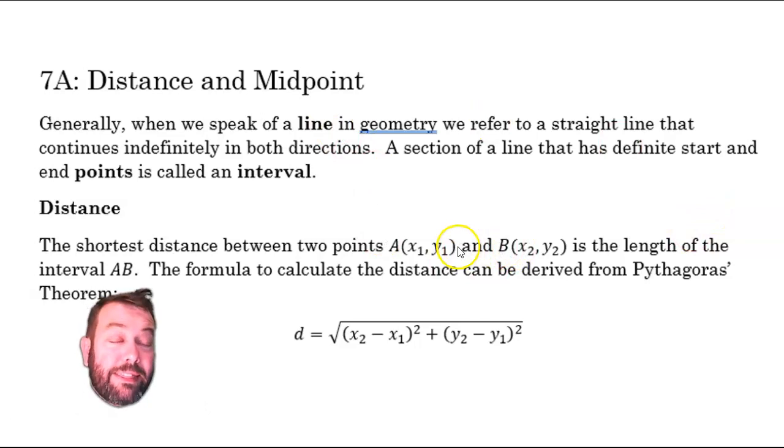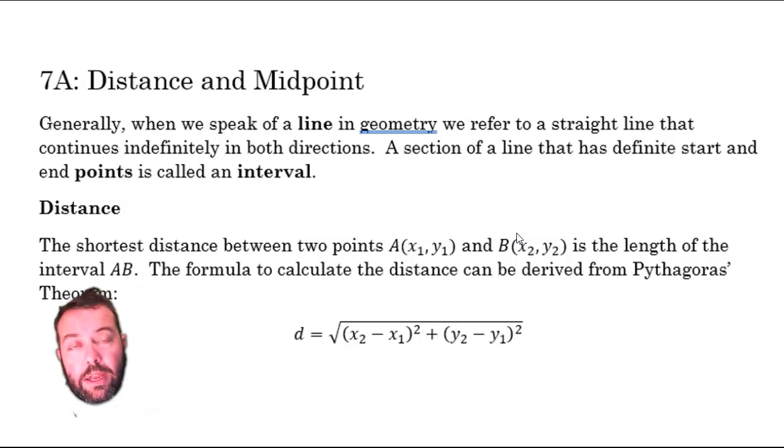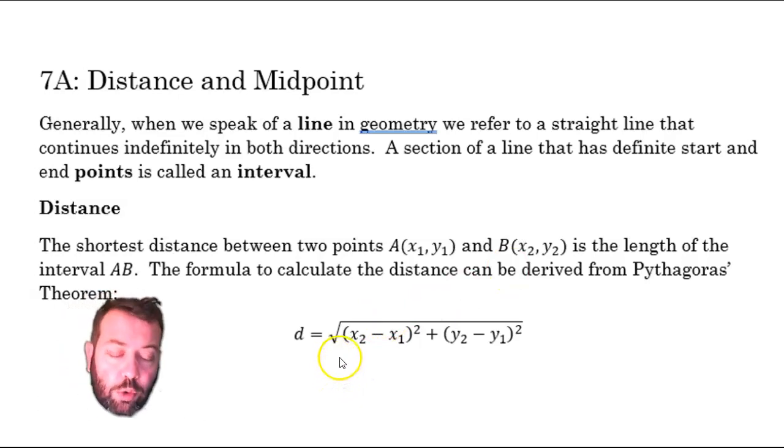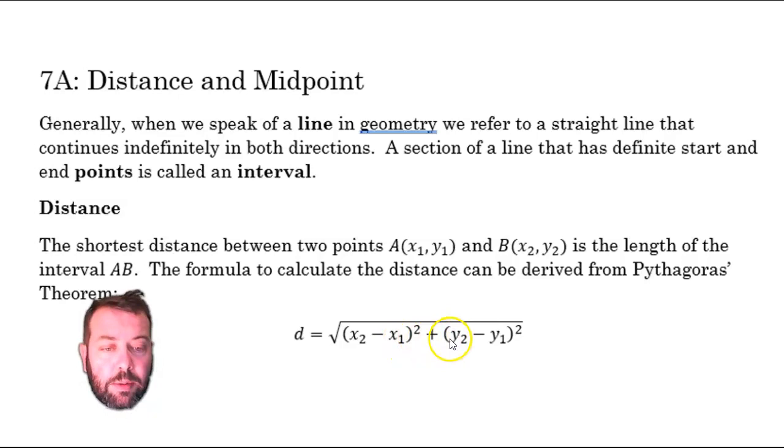It doesn't matter in this case if we mix x1s and y1s up. That doesn't make too much of a difference in this case, but for a whole lot of other formulas we're going to use later on, it will. So I'm going to be a bit fussy about which order we put these in. So x2 minus x1 squared plus y2 minus y1 squared, and then the square root of that.